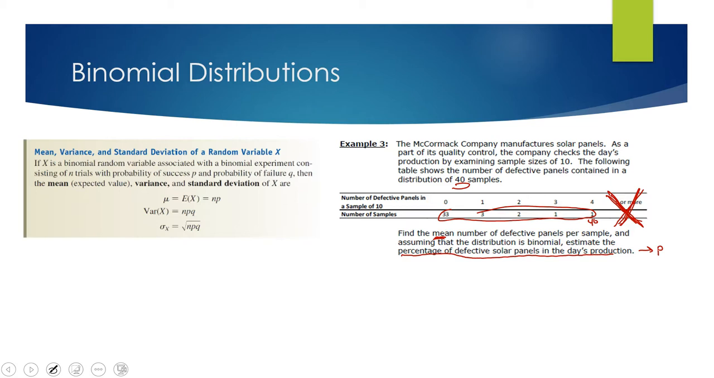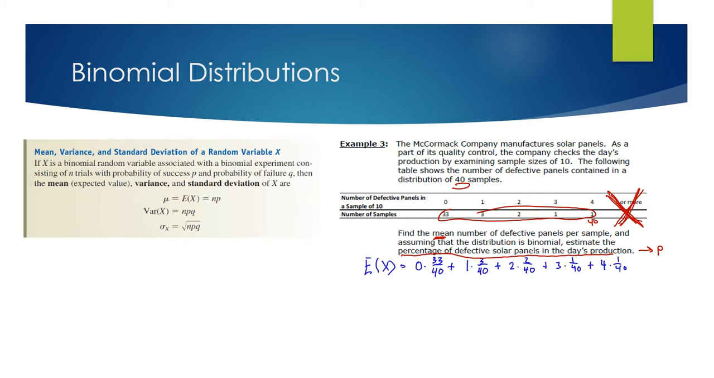But this is kind of working a little bit backwards, because we know n is 40, we're not given what the value of p is, and in a lot of problems that's what you're going to be looking for. But I can find the expected value because I have how many samples had no defects, how many had one defect, and so forth and so on.